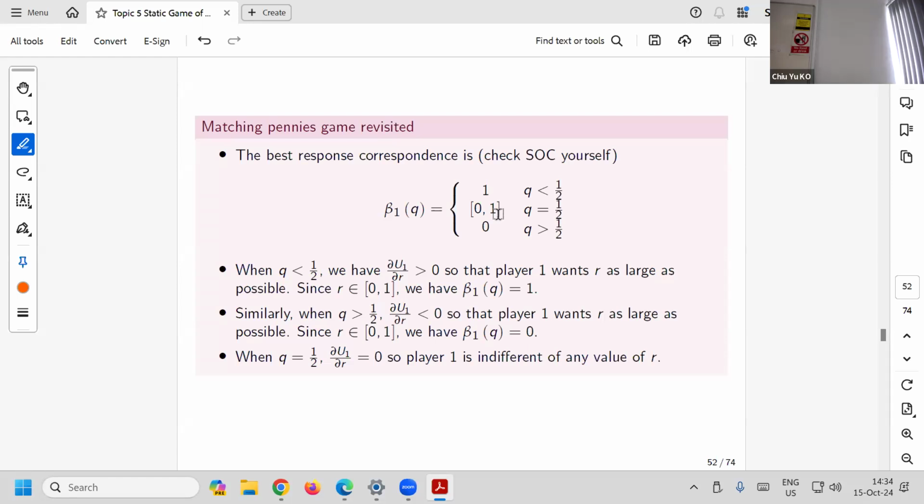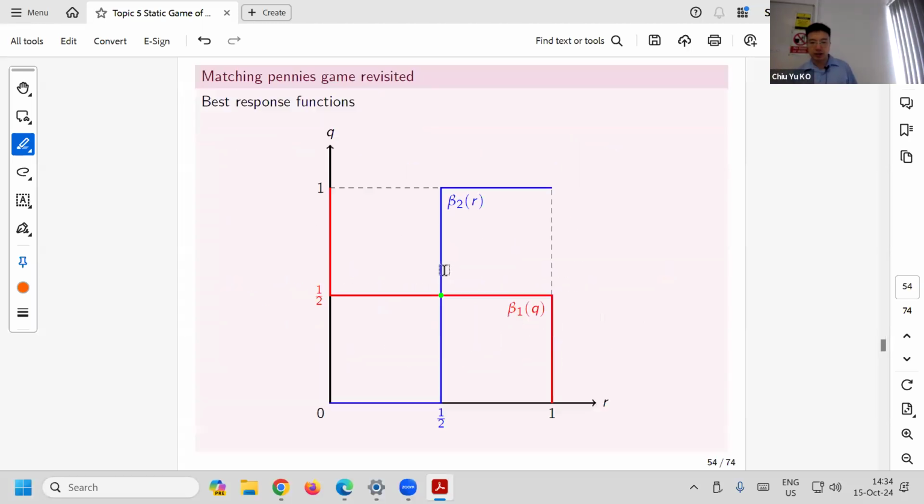Now if you want to solve this nicely, then probably you want to draw a graph. What's the best response? I jump ahead a little bit. Focus on the red first, because we'll talk about blue afterward. Remember, when Q is more than 1/2, you would choose 0. When Q is less than 1/2, you choose 1. Otherwise, you choose anything. So the red one is the representation, because best response is, for whatever Q, what is the R?